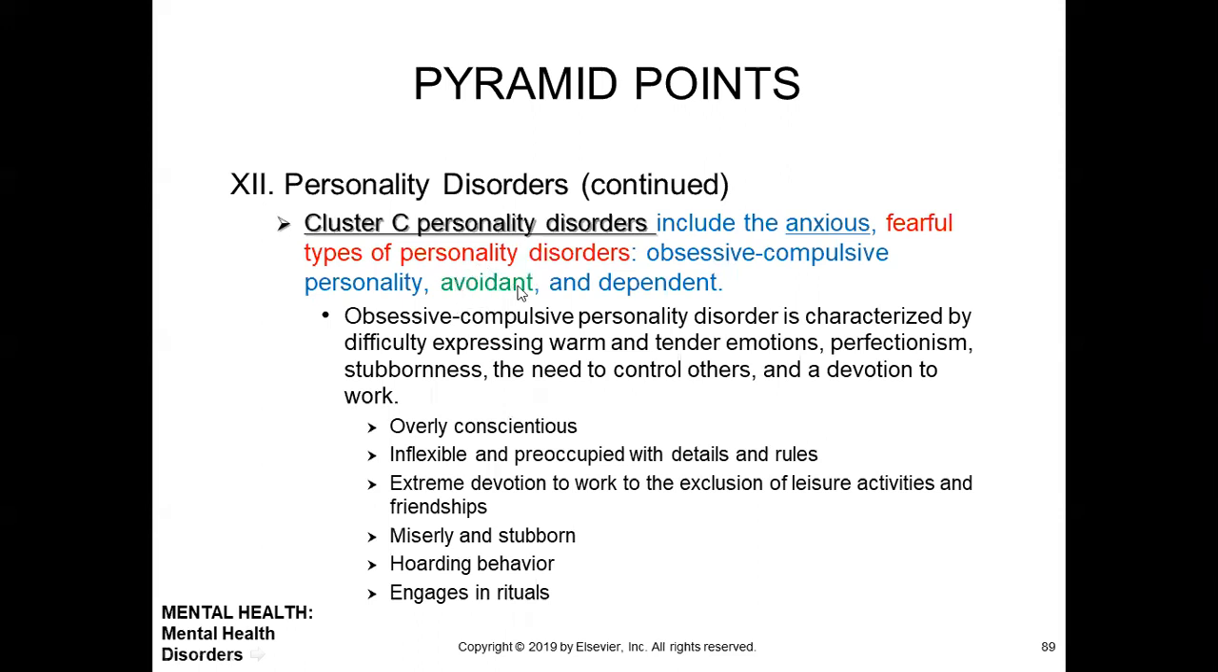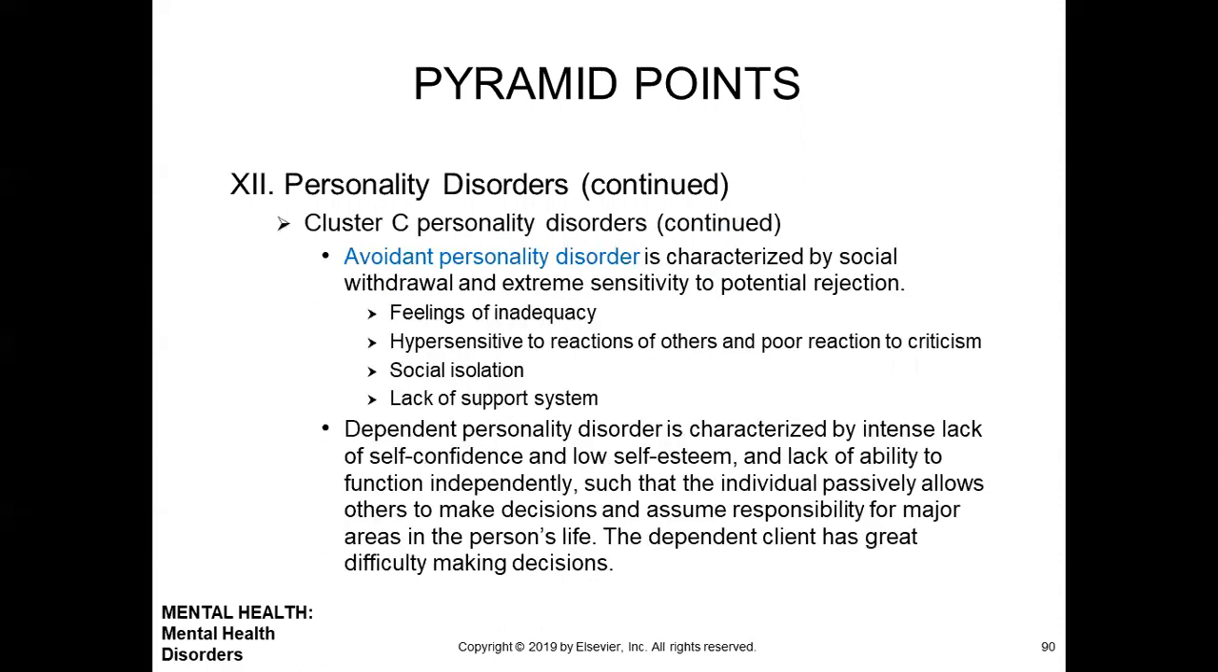Here is avoidant, another type. Avoid social situations and interpersonal contact due to extreme fear of rejection or abandonment. And what is dependent? Extreme dependency in a close relationship, or need for excessive input from others to make a decision. Let me explain more.